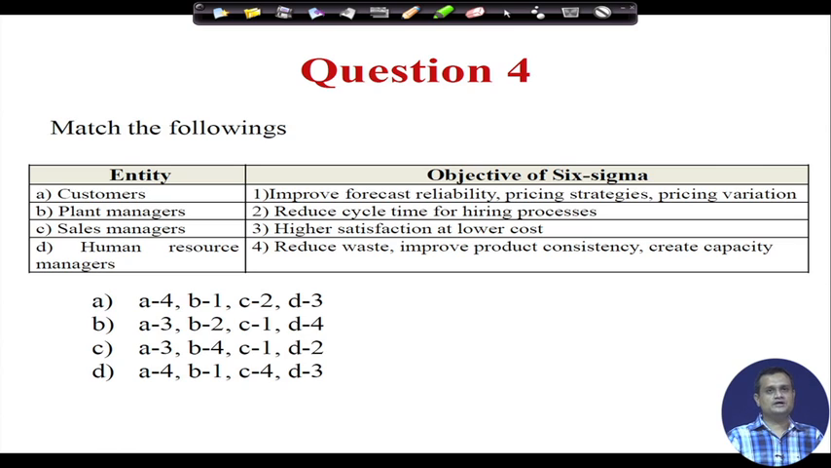In question 4, you are supposed to match some of the entities with the objective of Six Sigma. On the left side, you can see the entities: customers A, plant managers B, sales managers C, human resource managers D. On the right side you can see the objectives of Six Sigma: 1. Improve forecast reliability, pricing strategies, pricing variation. 2. Reduce cycle time from hiring processes. 3. Higher satisfaction at lower cost, and 4. Reduce waste, improve product consistency, create capacity.